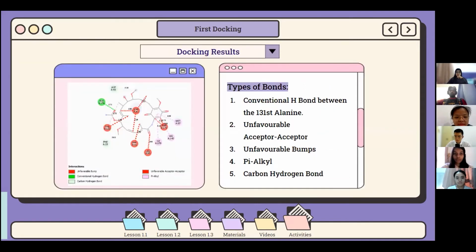Next, complex 1 was viewed as a 2D structure using Discovery Studio. This was done to analyze the bonds between complex 1 and the residues in HSP90. A conventional hydrogen bond was formed with the 131st residue of the amino acid chain, which is alanine. Unfavorable acceptor-acceptor bonds and unfavorable bumps are also common occurrences between complex 1 and the rest of the protein. Besides that, pi-alkyl and carbon hydrogen bonds are also present between the complex and the protein.